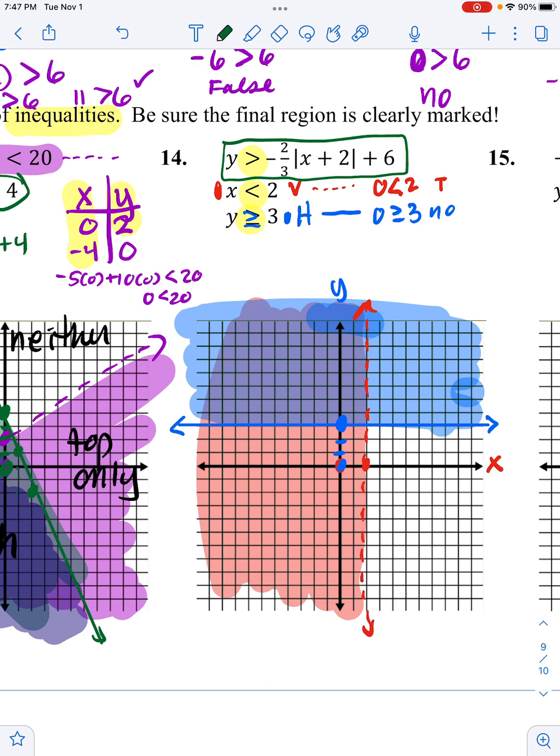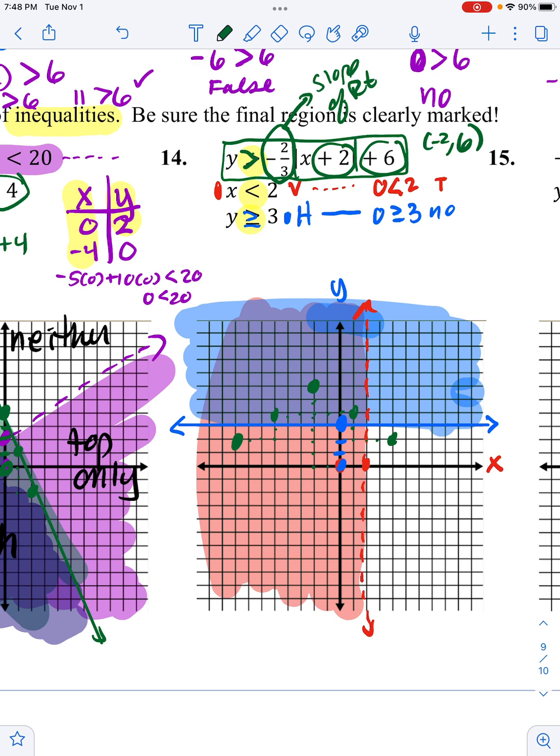So this has a vertex at the opposite of this number and then this number. So this is the pointy V shape. Absolute value means V. So I go to -2, +1, 2, 3, 4, 5, 6. And then I use this thing as the slope of the right side. So from that vertex, I go down 2 over 3, down 2 over 3. From that vertex, I go down 2, back 3, down 2, back 3.